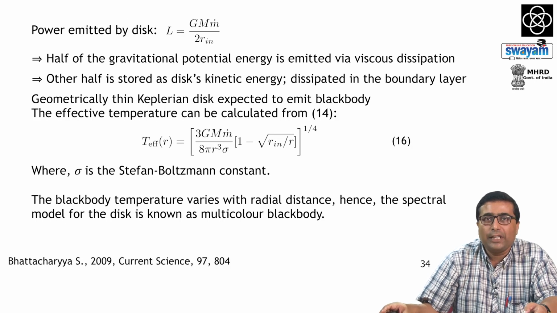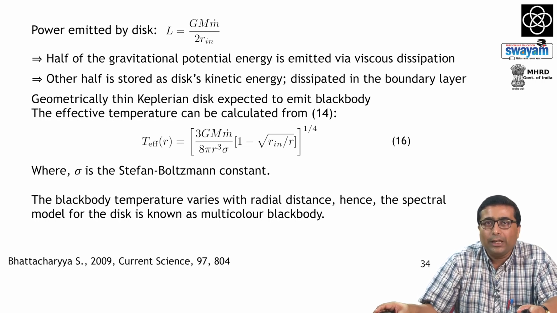This shows that for a steady geometrically thin accretion disk in Newtonian gravity, half of the gravitational potential energy, because there is a factor of half here, 1 by 2, is emitted by viscous dissipation in the disk, and the other half remains stored in the accreted matter as kinetic energy and gets dissipated in the boundary layer. However, if the central accreting source is a black hole which does not have a hard surface, this energy goes into the black hole.